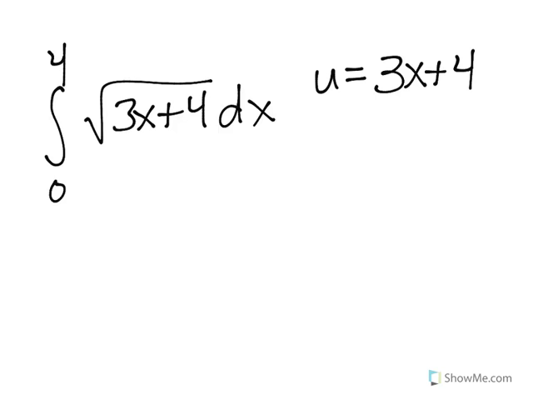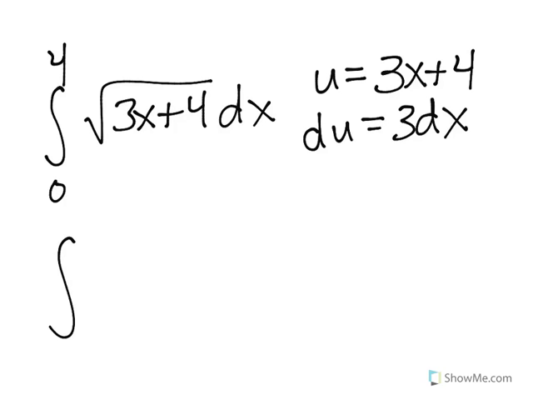So in this problem, we're going to do a u substitution where u is equal to 3x plus 4, since that's inside of the square root function. That will give us du, which is 3 dx. And when we do our substitution in this case, the square root of 3x plus 4 becomes root u, and the only thing we have left is the dx.